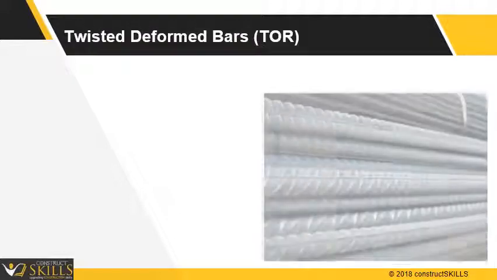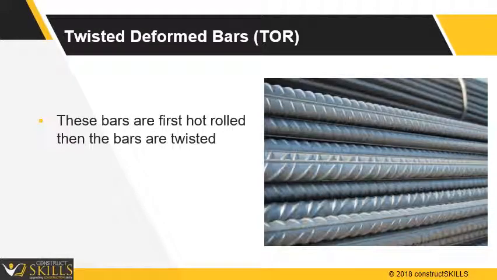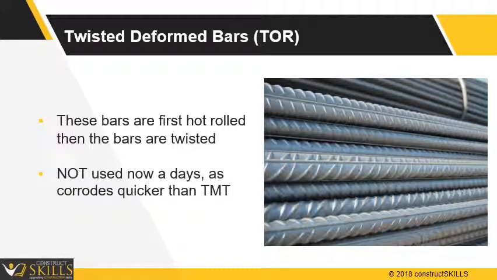Cold twisted deformed bars, Torr. These bars are first hot rolled, then twisted. Twisting makes the bars stronger. Torr steel is not in use nowadays, as it corrodes quickly.